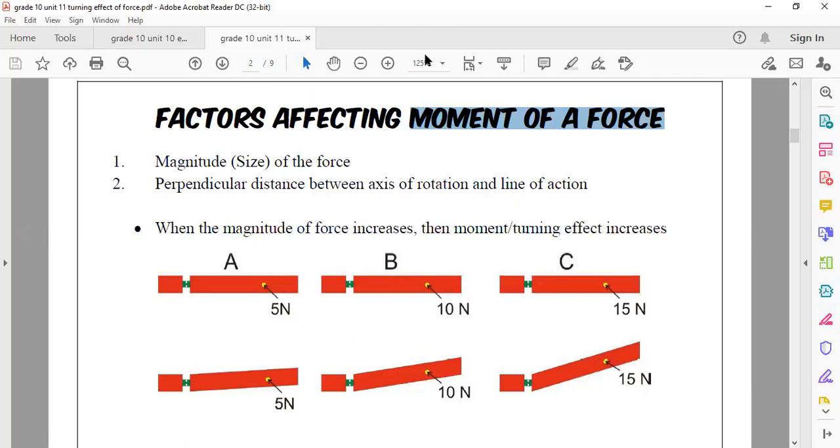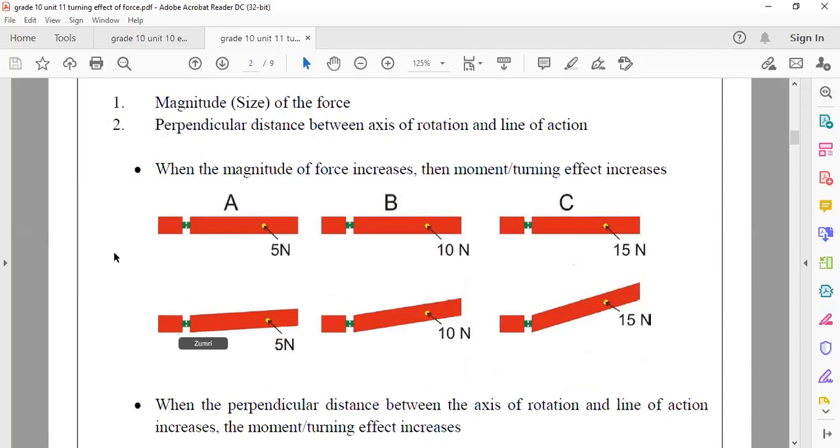What are the two factors? Magnitude of the force and perpendicular distance between axis of rotation and the line of action. Perpendicular distance between axis of rotation and line of action. To explain this, I have selected these diagrams.